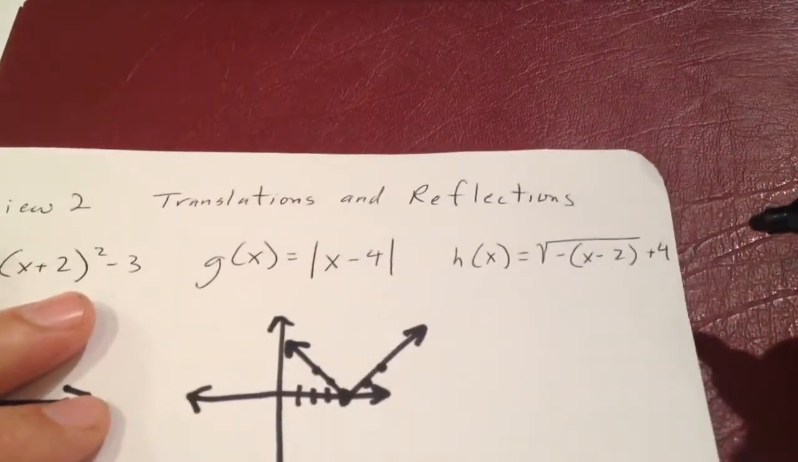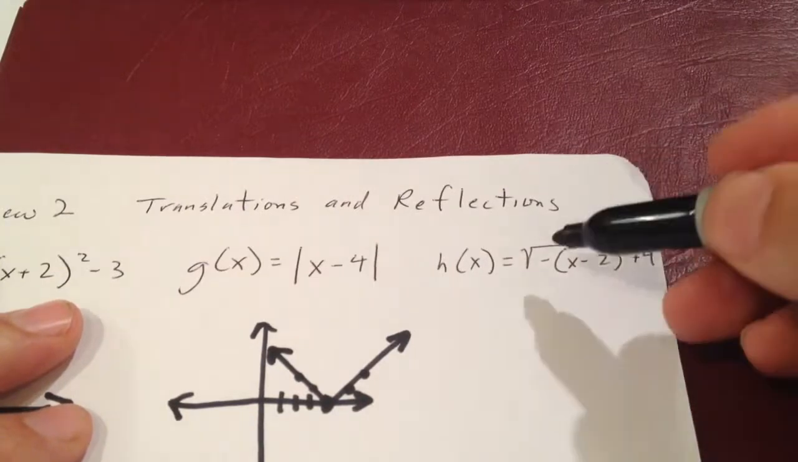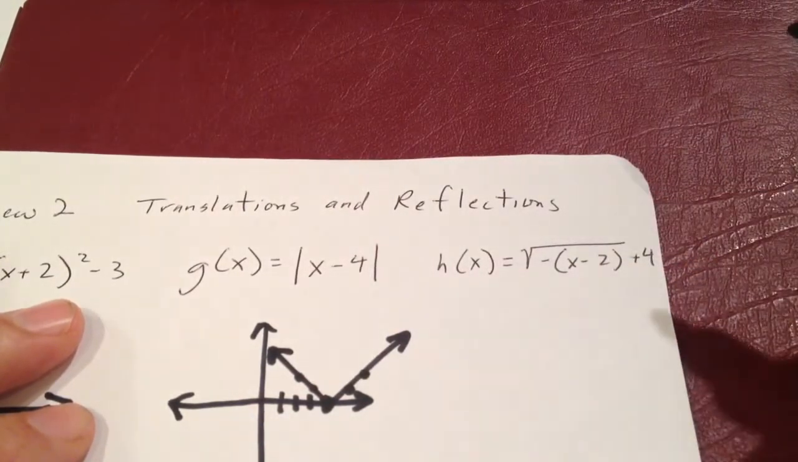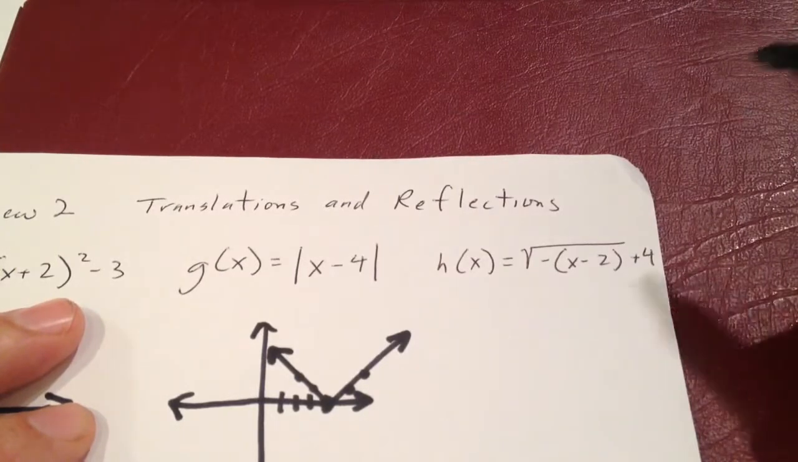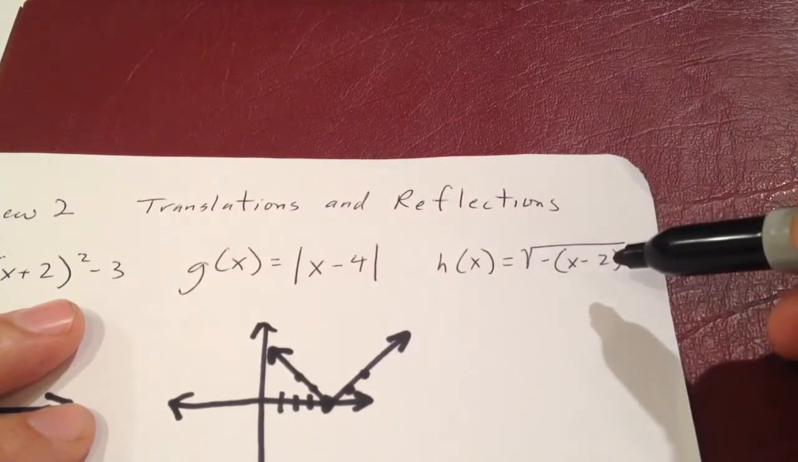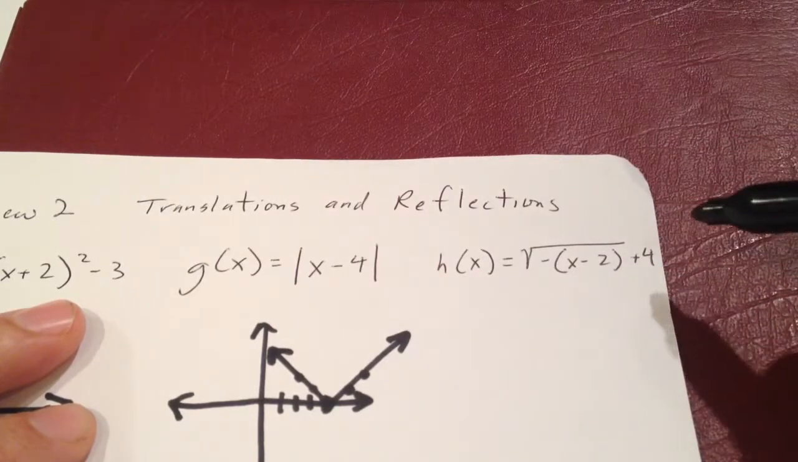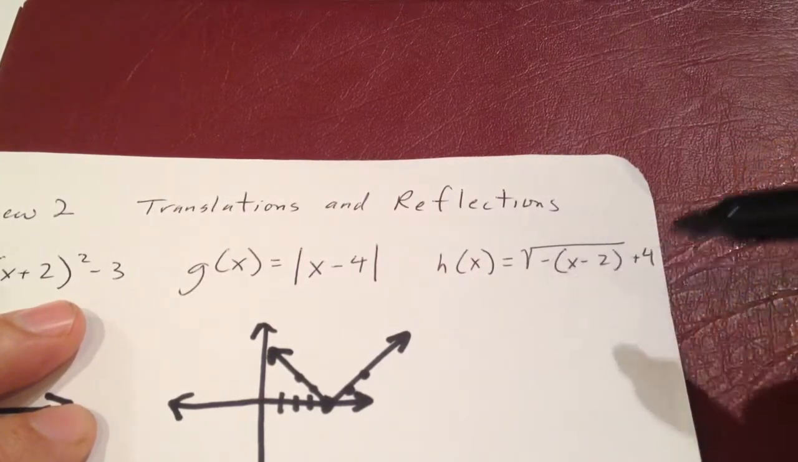And then finally the last one here, and I did this one special because this one's got a negative on the inside. And the negative on the inside is a flip from left to right, or a flip reflection across the y-axis. For our little shortcut for that to be the opposite, it has to be written this way.